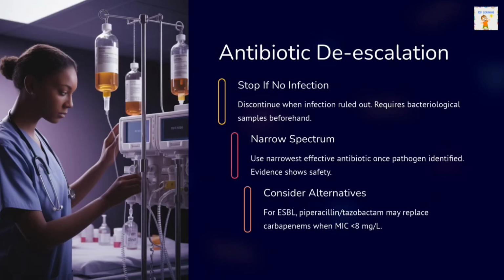Now about de-escalation. When we work up, we gather the clinical information and other results. If we conclude that there is no infection, we should stop the antibiotic rather than carrying on. If we get culture sensitivity reports, we should narrow the spectrum and try to use the narrowest effective antibiotic. When we have multiple options to choose from, for example, for ESBL, we have piperacillin tazobactam, cefoperazone sulbactam, and carbapenem as well, then we should try and spare carbapenem and choose a BL-BLI combination as much as possible.